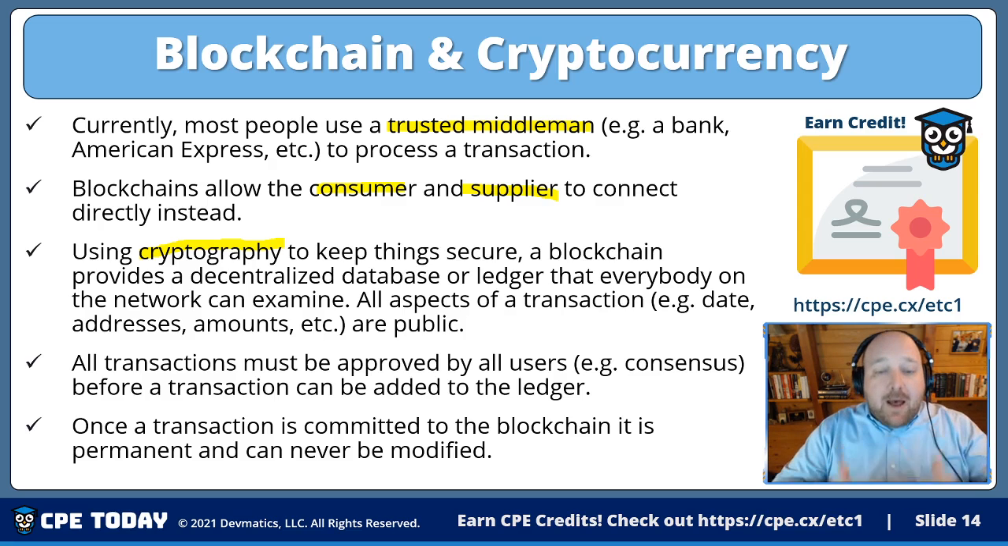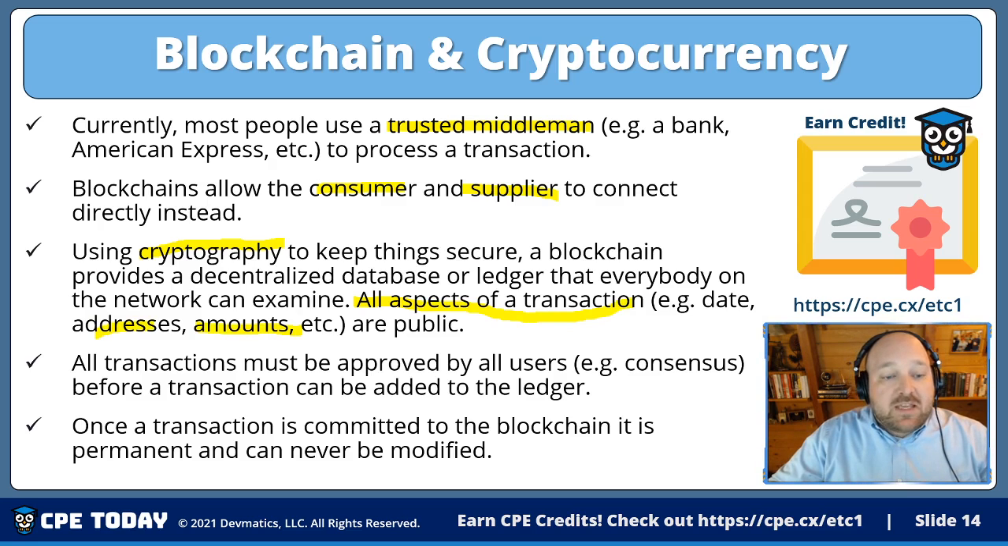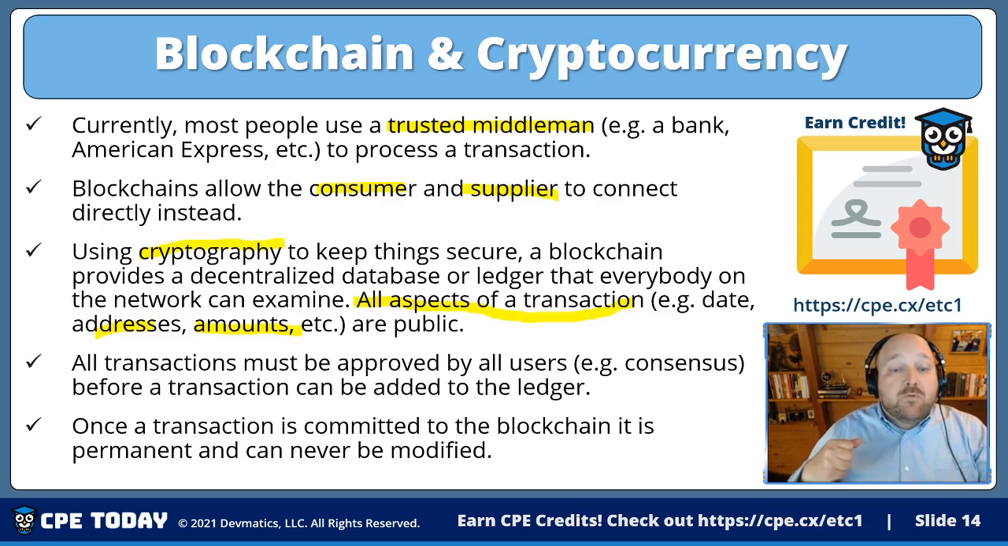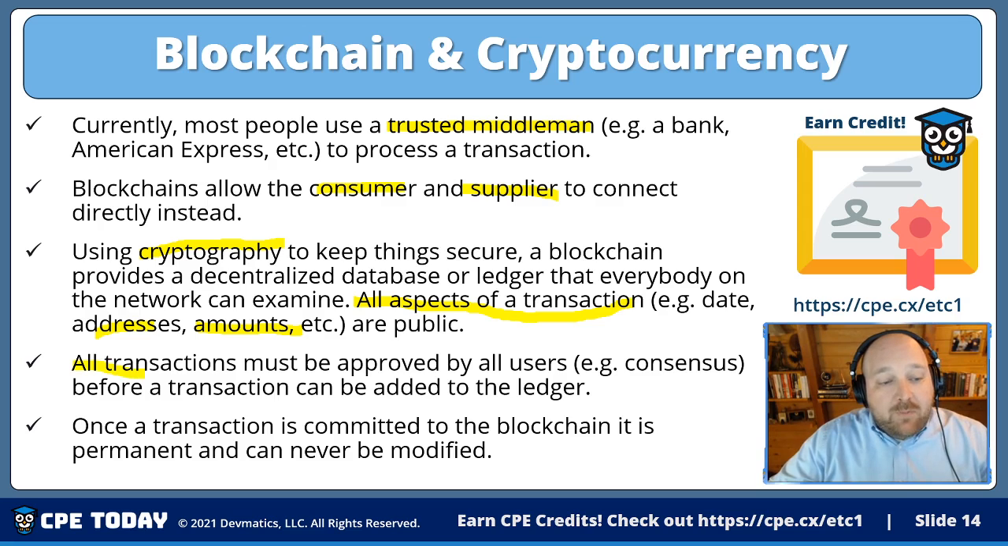In public blockchains, and we'll talk more about public and private blockchains in a minute, all aspects of the transaction, such as date, addresses, and amounts, are public. If you process a transaction on Bitcoin or Ethereum, anybody in the world can use what's called a chain explorer, and they can see where the crypto originated, where it went, what block it was part of, and also the quantity of what was exchanged, or what information was exchanged along with it.